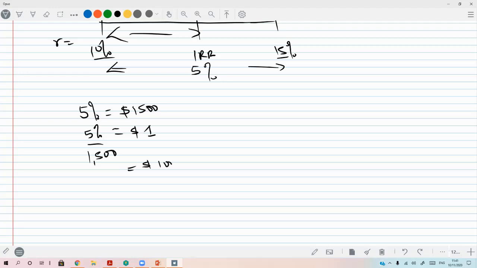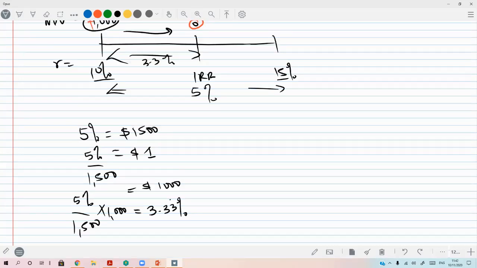What about $1,000? We simply multiply by 1,000. It will be 5% divided by 1,500 times 1,000, to give us how much? 3.33%, recurring, will be the R. So here, the distance is equal to 3.3%. Therefore, the IRR is 10% plus 3.3%, 13.3%. That's the IRR. Clear?